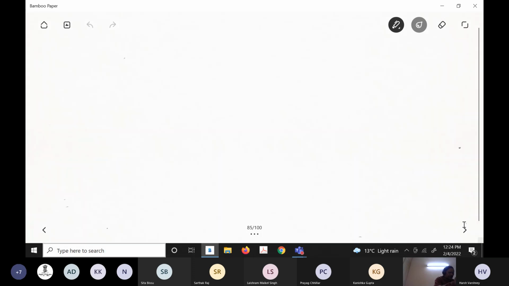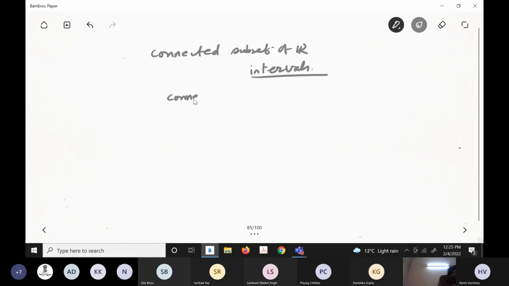Look, I will teach you connectedness again. Last semester you have done this: the connected subsets of R are actually intervals. Now suppose we have a connected metric space. Look, a metric space is normal; I am giving you a simple example on that. And suppose it has more than one point.